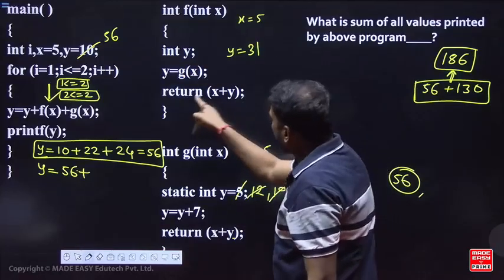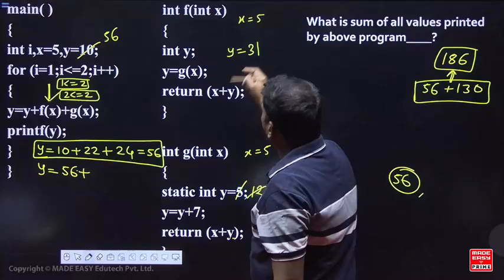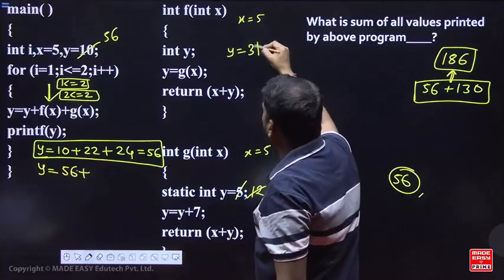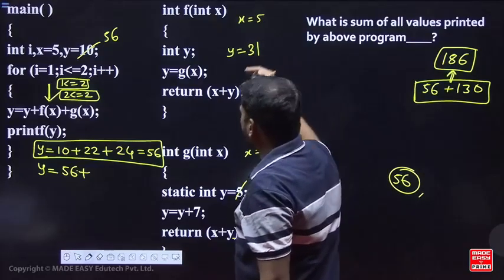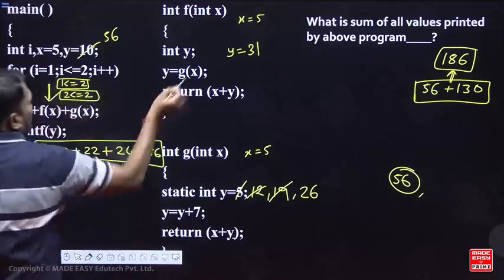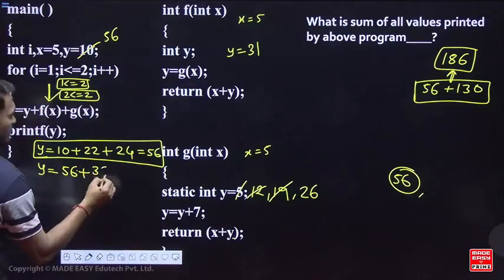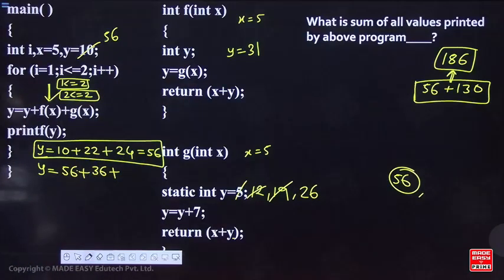And here now this is returning what? X plus y. What is the x value? 5. Y value 31. 5 plus 31, 36. Now the total value returned by this function is 36, plus.